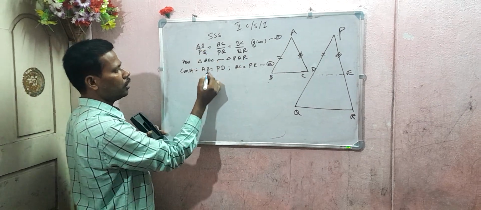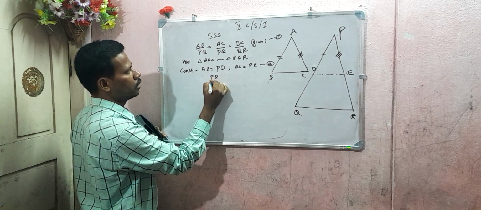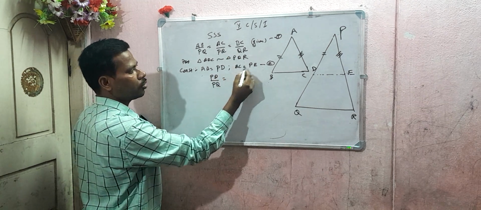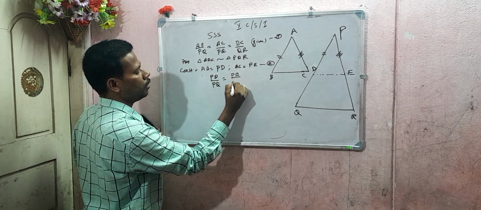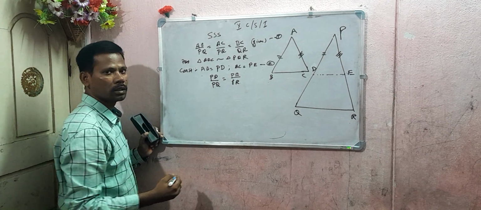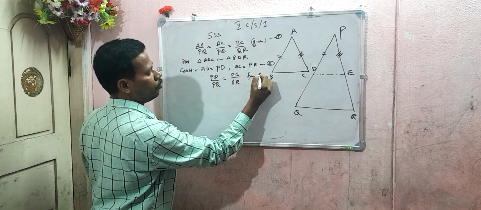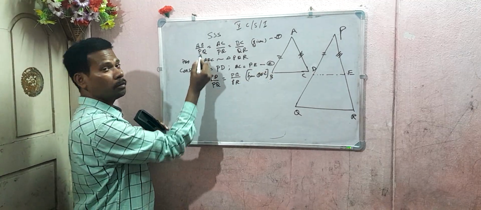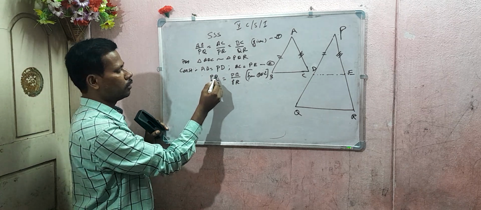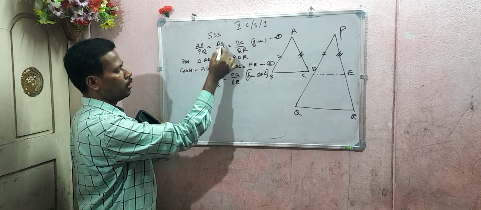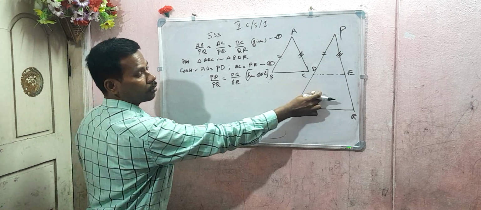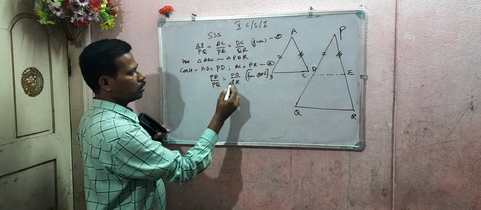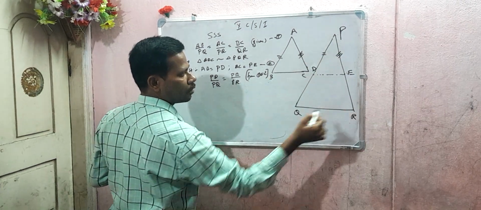In place of AB, you can write PD by PQ, as it is. Next, in place of AC, you can write PE by PR. From 1 and 2, in place of AB, I can write PD. In place of AC, I can write PE. Now go back to this. PD by PQ is equal to PE by PR.